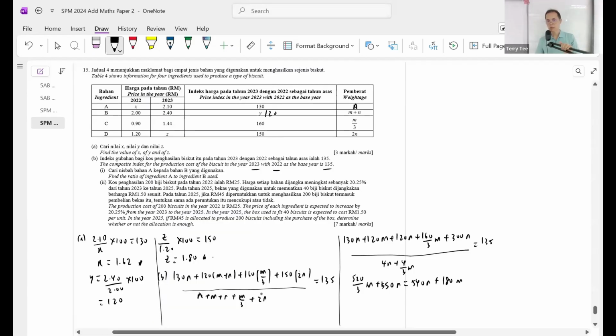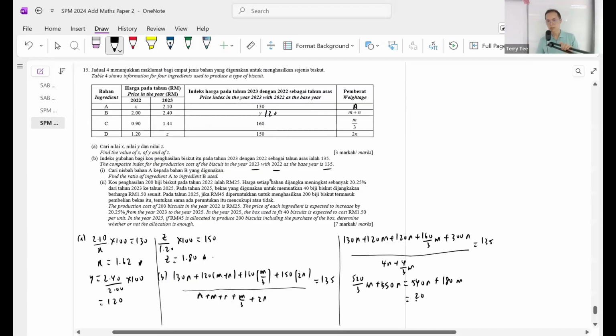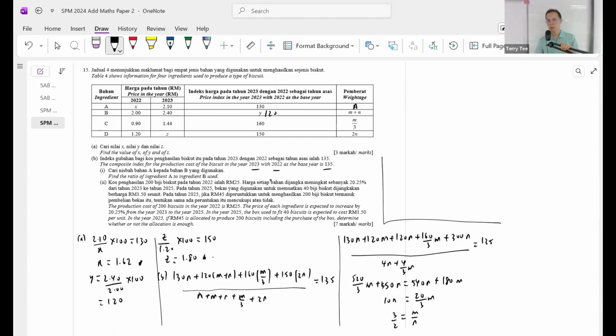Group them together, bring the 180 over to the left. 520 over 3 minus 180. Oh, I bring to the right. So this is 20 over 3M. The 550 minus 540 is 10N. So divide by 2, M over N will be 3 over 2. So your M is to N is 3 is to 2.